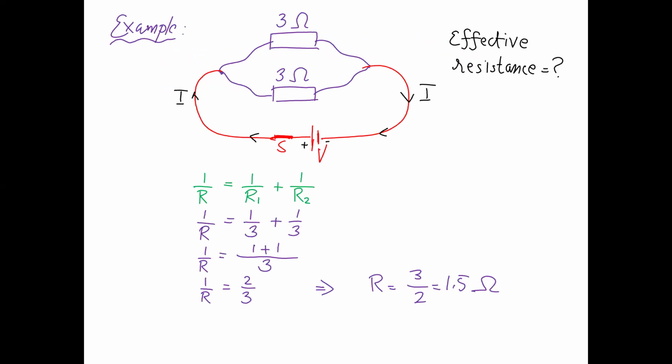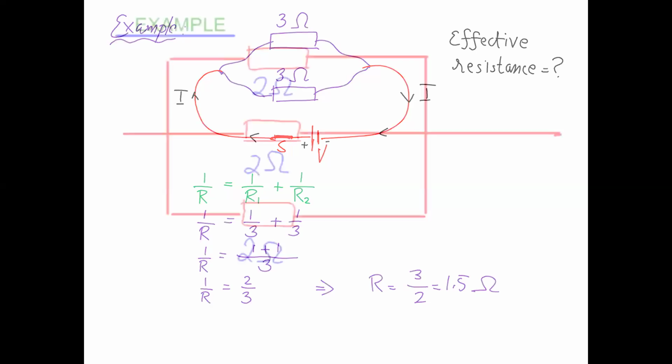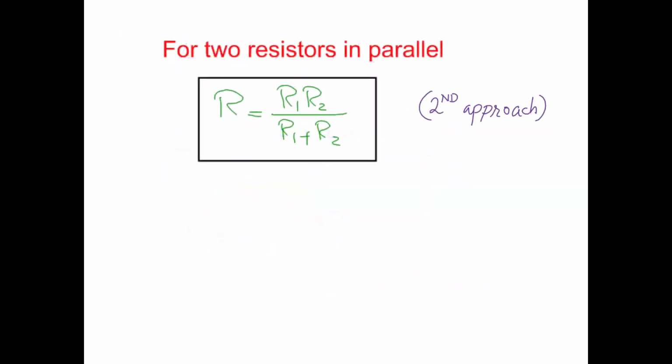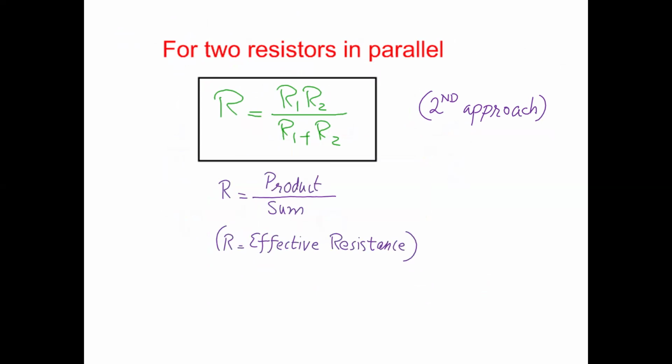So what is the theme concept? In parallel, the effective resistance decreases. This is the theme of the concept, that in parallel, you can join resistance, and there is a formula for two resistors in parallel. And you can write this formula in this form. You can remember it as product upon sum. Now you have to copy this also.